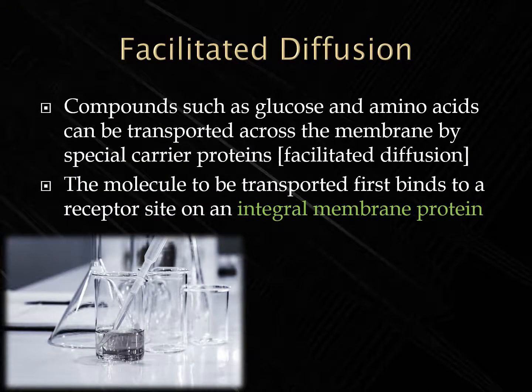Compounds such as glucose and amino acids can be transported across the membrane by special carrier proteins. This is known as facilitated diffusion. The molecule to be transported first binds to a receptor site on an integral membrane protein.